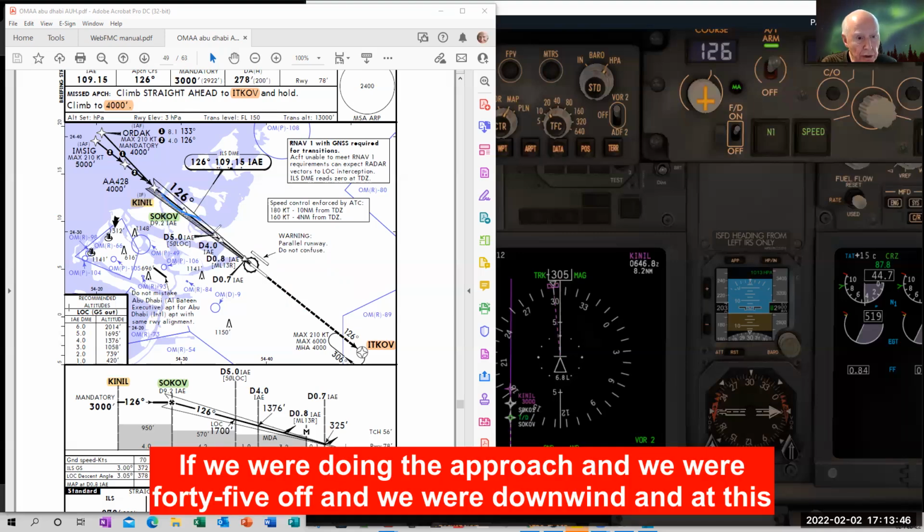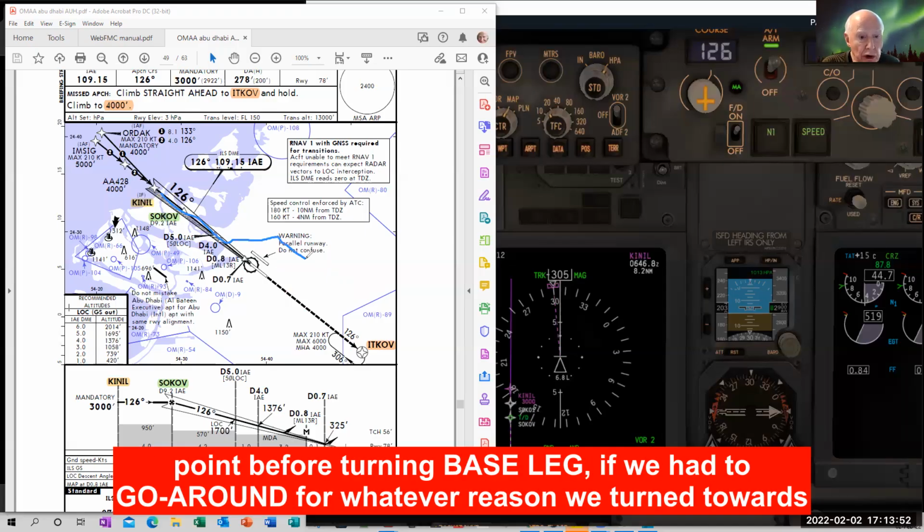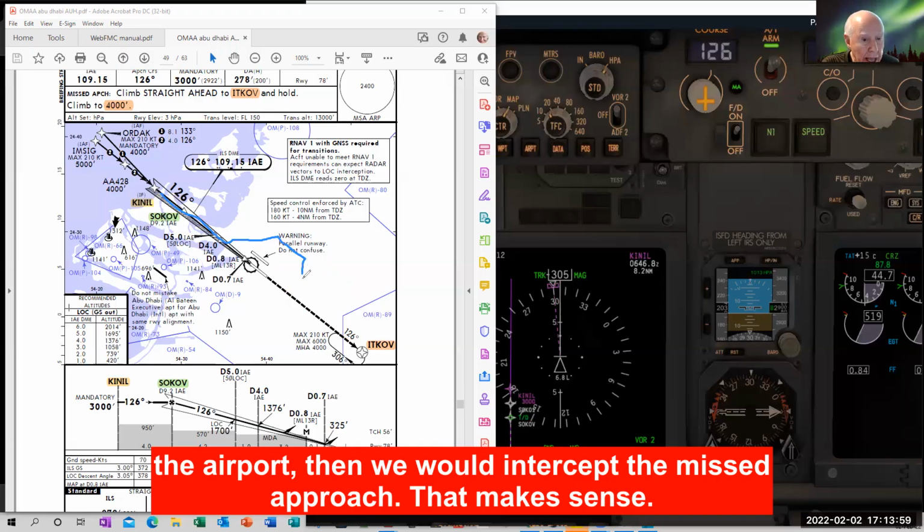If we were doing the approach and we were 45 off and we were downwind, and at this point before turning base leg, if we had to go around for whatever reason, we turn towards the airport and we would intercept the missed approach. That makes sense.